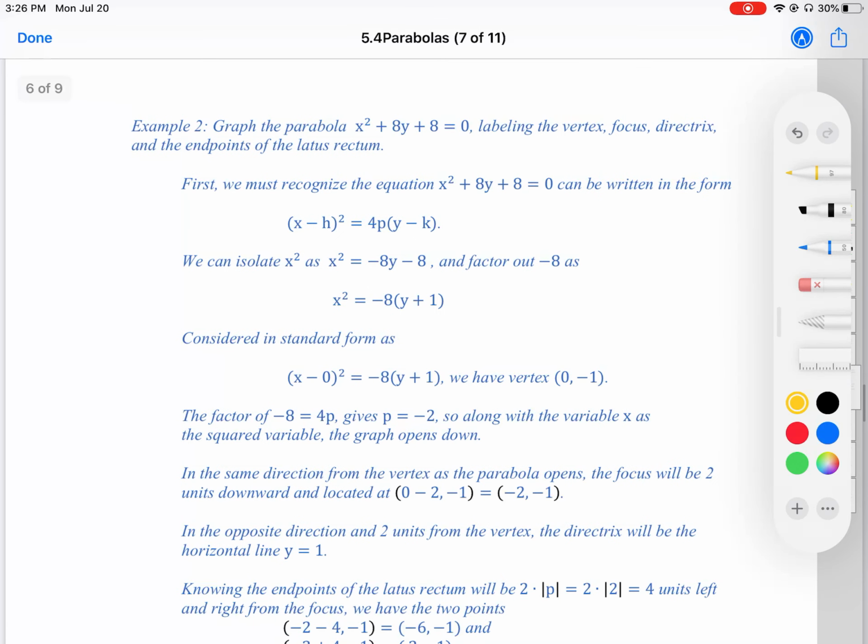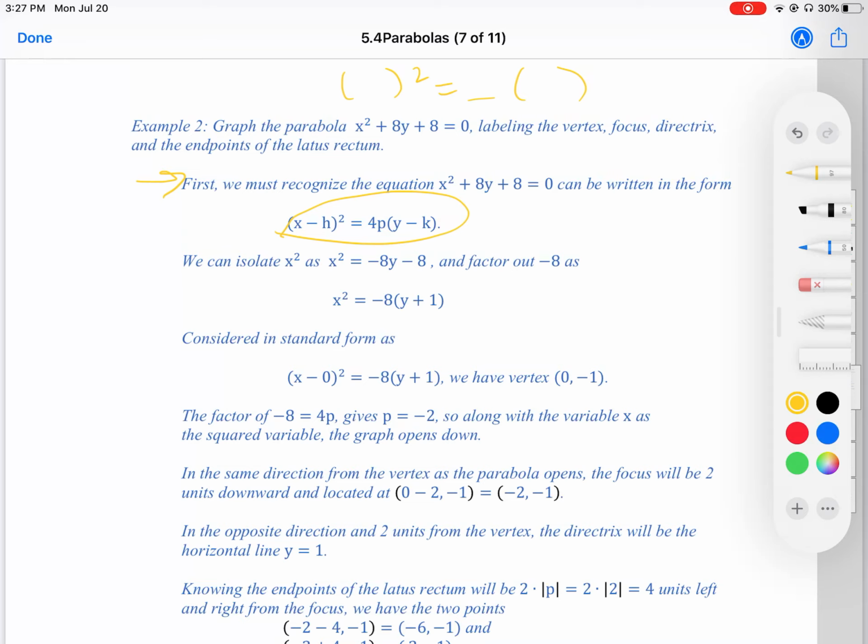Example 2. We want to graph the parabola, and label the vertex, focus point, directrix, and endpoints of the latus rectum. The problem here is it's not in standard form, right? For standard form, we like something squared equals some number times a parentheses, and we're lacking that. Well, let's go ahead and rewrite it. First, we must recognize the equation y squared plus 8y plus 8 equals 0 can be written in the form of our equation.